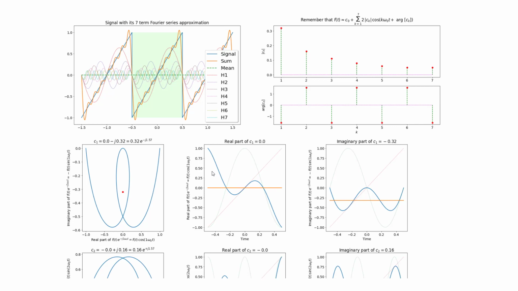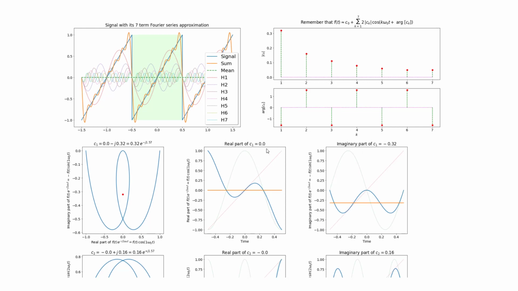You can do something very similar for the imaginary part, but remember here we have this minus sign. So here again in red you have the function, and here you have minus sine omega 0 t. Here you have the product of both, and then you take the average over a period, and here you obtain that the imaginary part of C1 is minus 0.32. Of course, I didn't tell you before, but the calculation of the average over a period is done in the background, and the integration is done numerically.